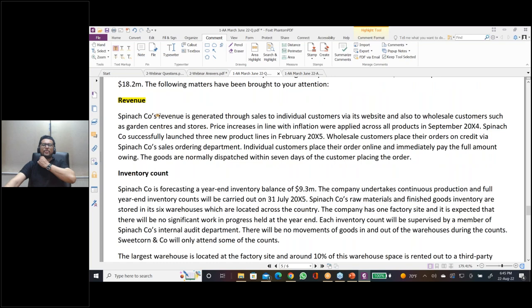Spinach Company's revenue is generated through sales to individual customers via its website and sales to wholesale customers such as garden centers and stores. Price increases in line with inflation were applied across all products in September 20X4. Basically, Spinach Company successfully launched 3 new product lines in February 20X5, that is during the year. Wholesale customers placed their orders on credit via the company's sales ordering department. Individual customers placed their order online and immediately pay the full amount owing. The goods are normally dispatched within 7 days of the customer placing the order.